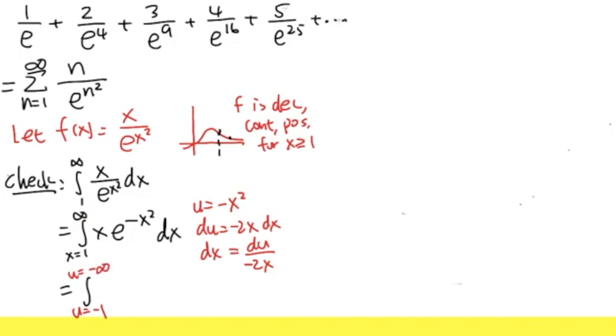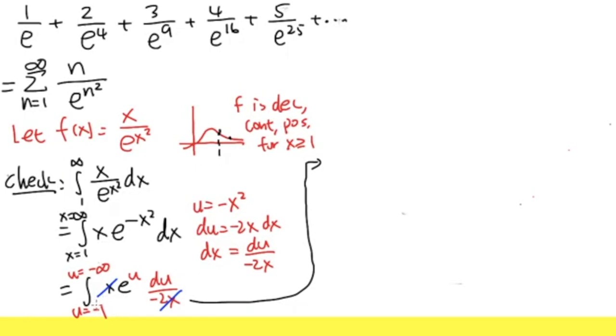And then just go ahead and continue. Here we have the x, and then we have e, and negative x squared is our u, and dx is the du over negative 2x, like so. And now let's just go ahead and do some cancellations. This and that can be cancelled. Very good. Alright, so now let me just put this right here.